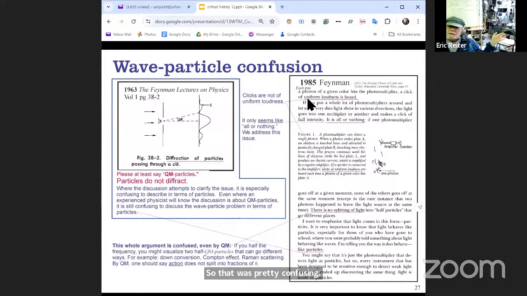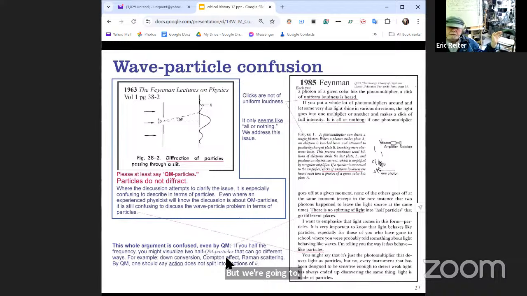Then this is just completely wrong. He looks at the clicks in a photomultiplier tube and says, clicks of uniform loudness are heard. It's just not true. We're going to look at the photomultiplier tube and see that in a moment. And then there's this idea of all or nothing. Well, that's how it's been accepted there, but we're going to examine whether that's true or not.